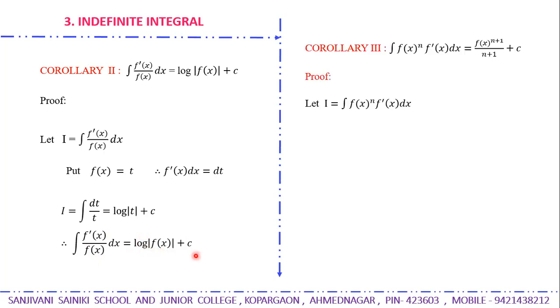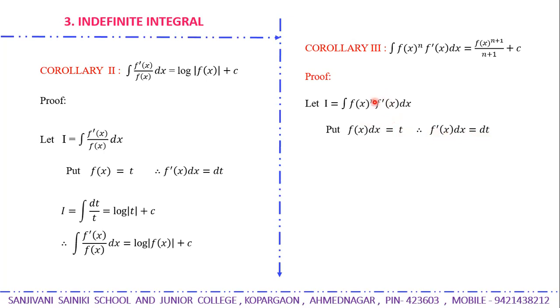plus c. The next corollary: the integral of f of x raised to n into f dash of x dx is equal to f of x raised to n plus 1 upon n plus 1 plus c. So I is equal to the integral of f of x raised to n into f dash of x dx. Okay, put f of x is equal to t. So you will get f dash of x dx is equal to dt.